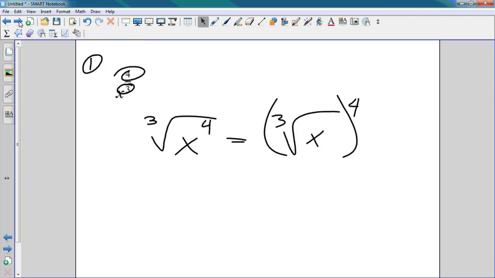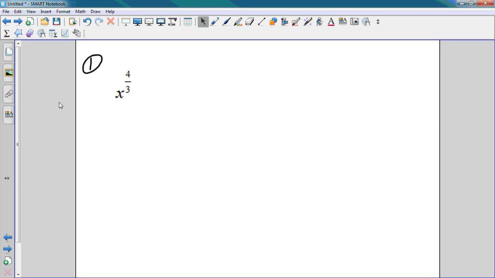I'm not going to review these for the time. Okay, here we go. This is your homework. Number 1. It says, write each expression in radical form. Okay, so that means I want to write it with a radical. But who can remember which number goes where? 3 goes on the outside, the 4 goes on the inside. That's all you do for number 1.